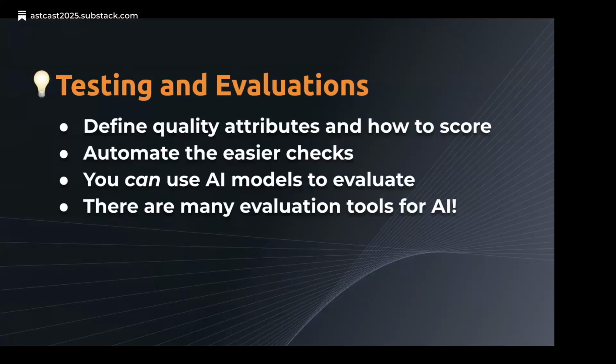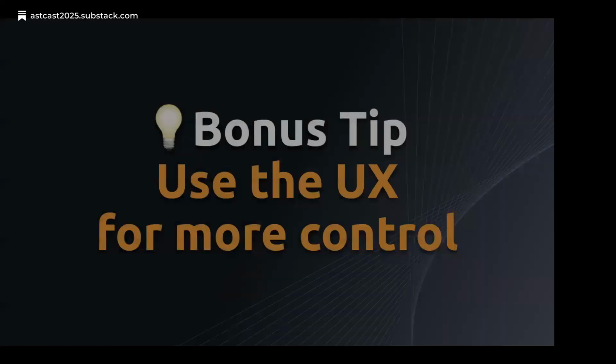So when it comes to evaluations, and the reason why we call it that is because of the gradients, you define quality attributes and how to score them. It's a challenge, but you have to do it if you're going to be in the AI space. Automate the easier checks, of course. You saw PyTest can do that pretty nicely, or whatever test framework you use. You can use AI models to evaluate other models. Again, that's that LLM as a judge kind of technique. And there's many evaluation tools for AI. I showed line graph, but yes. The smaller you keep the scope, the easier it is to test.